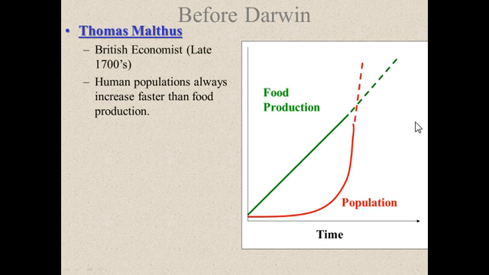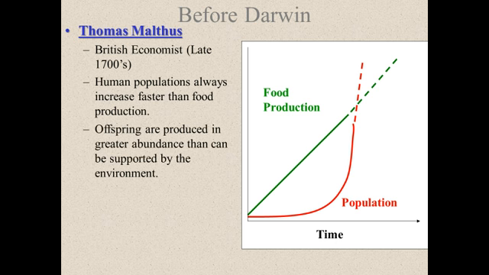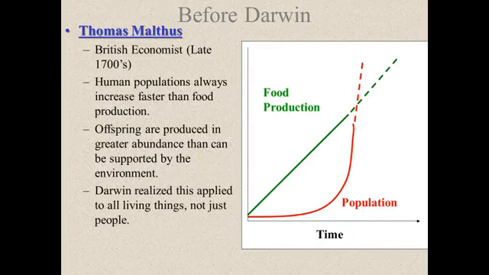Well, like most economists, he had a pretty strong background in math, and he realized that that is a condition that could lead to some trouble in the future. Now, what Darwin did when he read Malthus was he realized that it's not just humans, but all animals, all plants produce offspring in greater abundance than can be supported by the environment. Malthus was talking about human populations, but Darwin realized this applies to all living things: plants, animals, bacteria, all living things can reproduce much, much more rapidly than the environment can support. Okay, so that's Malthus, and that was his contribution.